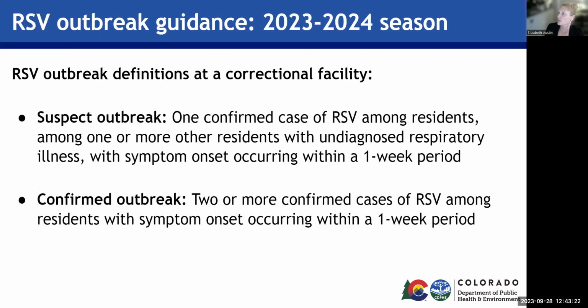Okay, and so just to review the outbreak definitions that would be put in place should an outbreak occur. It's similar to the influenza outbreak definitions, but a suspect outbreak would be if you had one confirmed case of RSV among residents, among one or more other residents, or actually this should say IDP, with undiagnosed respiratory illness with symptom onset occurring within a 1-week period. And then a confirmed outbreak, again, would be 2 or more confirmed cases of RSV among IDP with symptom onset occurring within a 1-week period. Next slide.